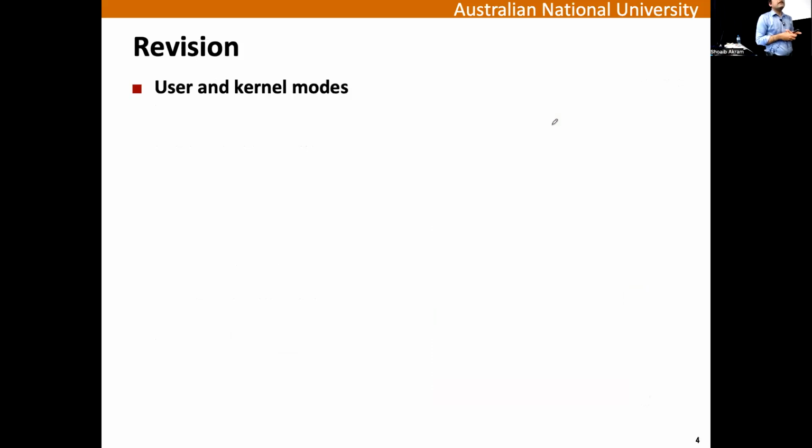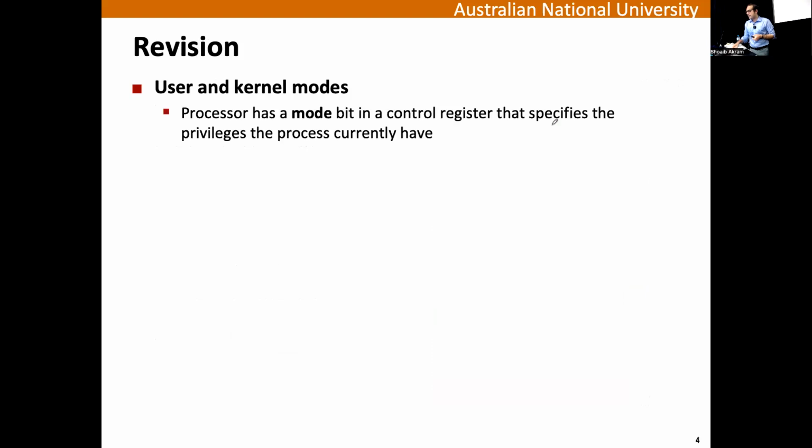We talked about user and kernel modes. I'm just revising quickly what we did yesterday. So processors have a mode bit in a control register that specifies the privileges the process currently has. We want to prevent user processes from executing certain types of instructions that could be very dangerous and harmful: accessing an IO device, halting the processor, changing the mode bit.